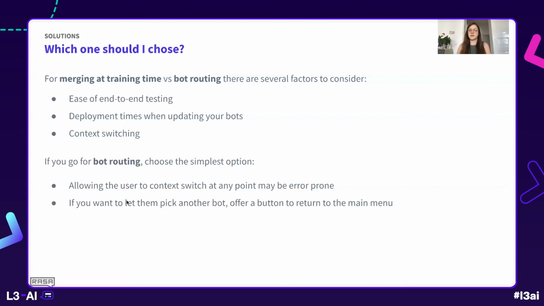So going for a simpler option might be that you still want to let them pick another bot when they're in a sub-bot, and you could do that by offering a button to return to the main menu or main bot, for example. Or you could also just leave them in the one bot to complete that user goal and then return back. But whichever option it is, the simpler one is always better.